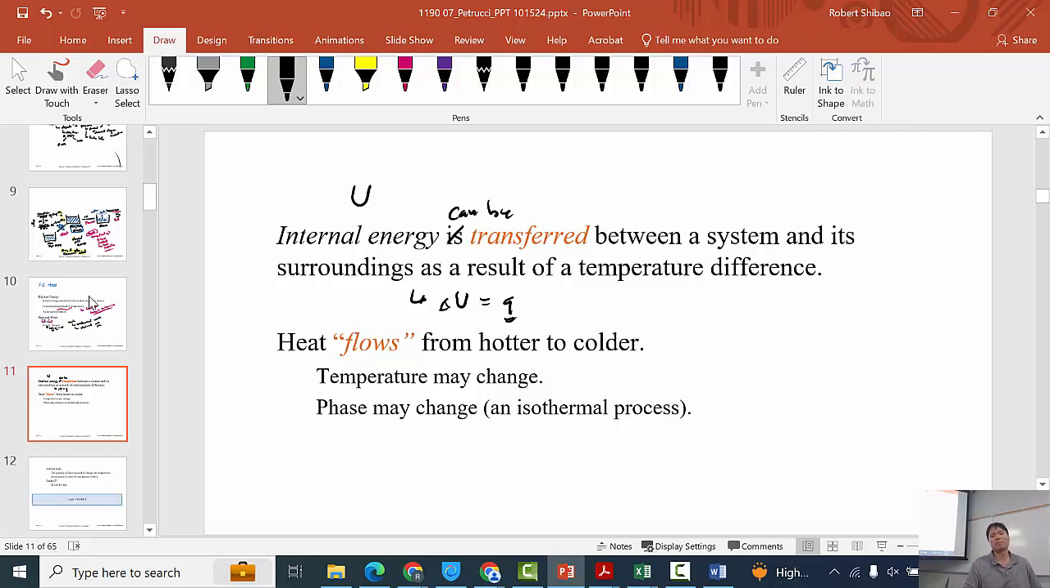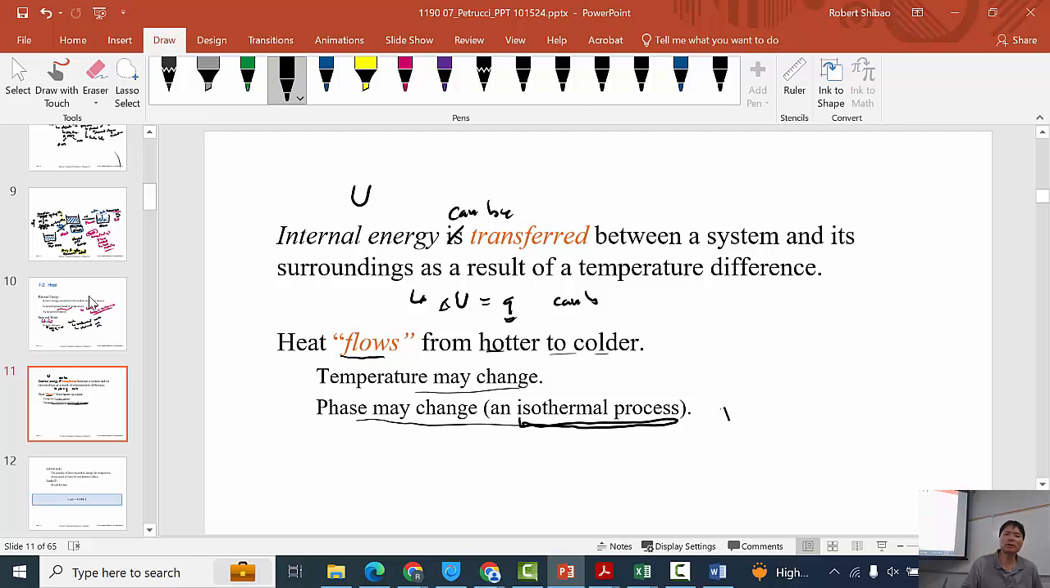Delta U. If it's transferred as heat, heat flows from a hotter to a colder object. The temperature can change, of course. Phase may also change. Do you know what iso means? Same. Thermal means temperature in this context. And so phase may change in an isothermal process.